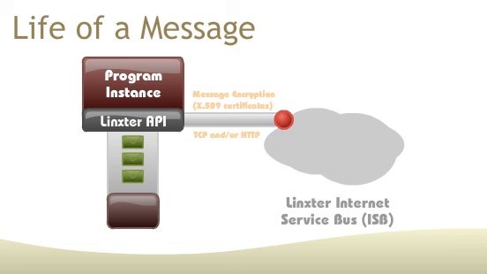When sending messages, the API authenticates with the Linxter Internet Service Bus, or ISB. The ISB is the hosted set of highly available distributed services that process messages between Linxter-enabled programs. Once authenticated, the API begins sending the messages that are in the local encrypted transactional queue.